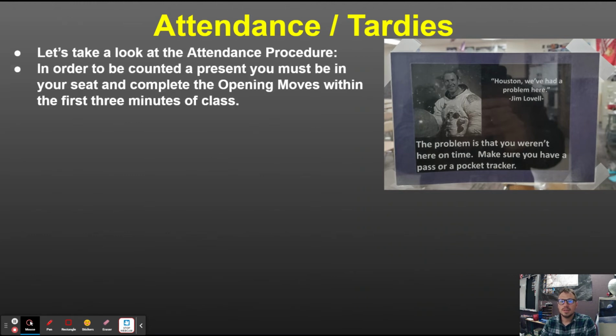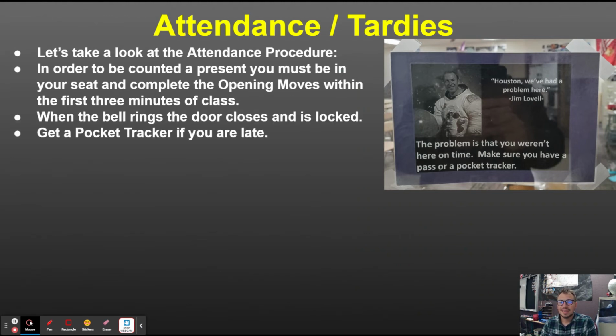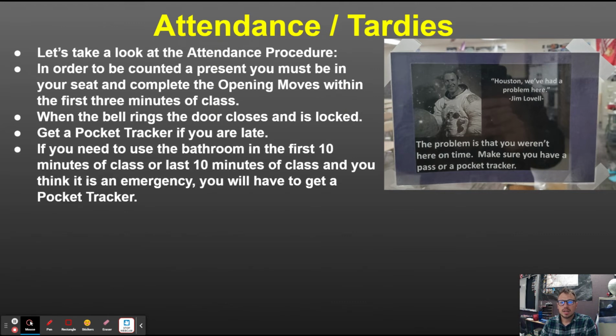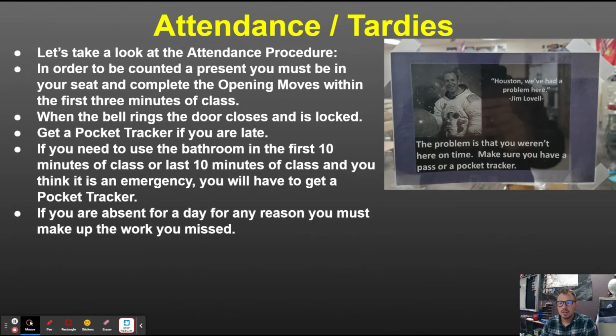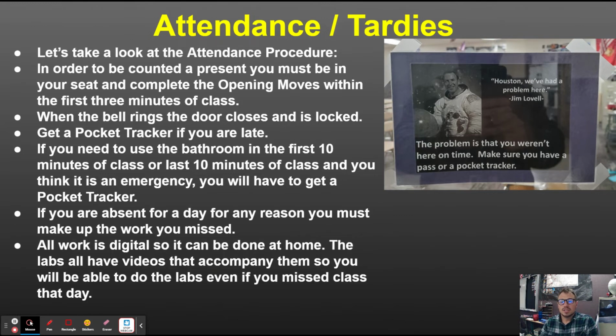Attendance. So in order to be counted as present, you must be in your seat and completed the opening moves of that bell work within the first 3 minutes of class. When the bell rings, the door is closed and locked. Get a pocket tracker if you are late. If you need to use the bathroom in the first 10 minutes of class or the last 10 minutes of class and you think it's an emergency, you will have to get a pocket tracker. If you are absent for a day for any reason, you must make up the work that you missed. So all work is digital, so it can be done at home.